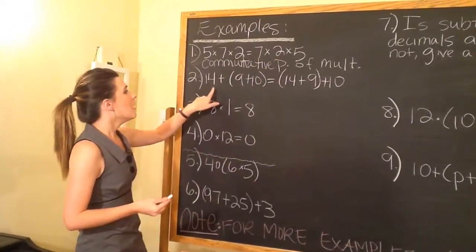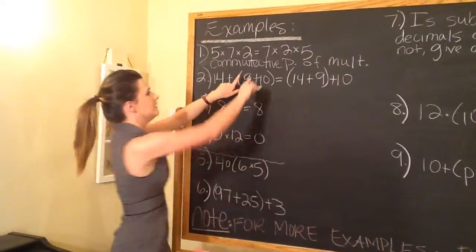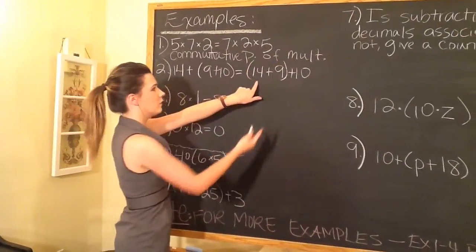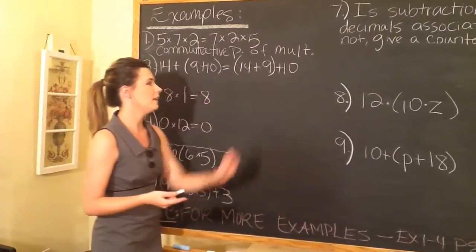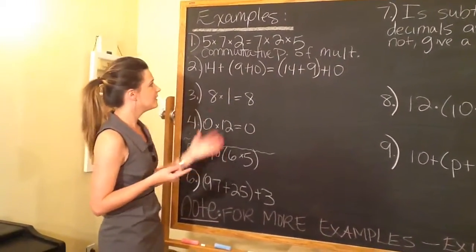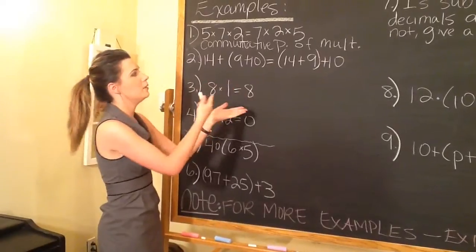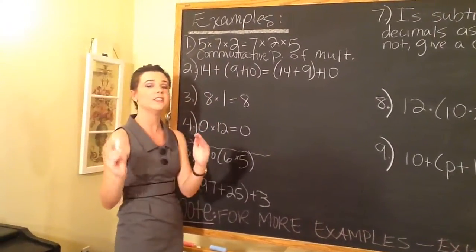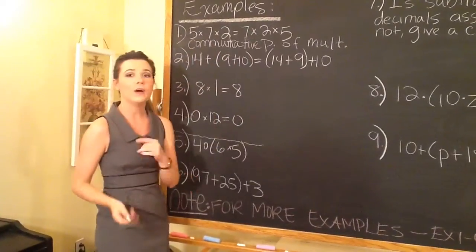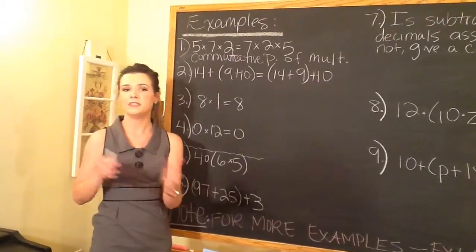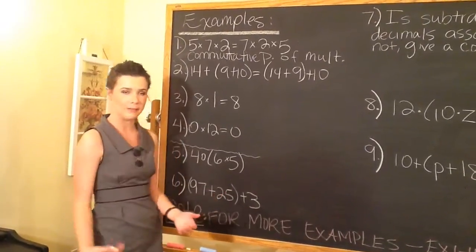Number 2, I see 14 plus, and I see a group, 9 plus 10, equals a group here, 14 plus 9 plus 10. So, are those the same? That's what they said it is, so let's look at what property we're using. I see here that the grouping symbols, the parentheses, are changed to different groups. So I know that that is the associative property, because associative property means it doesn't matter what groups they're in, you're going to get the same answer.